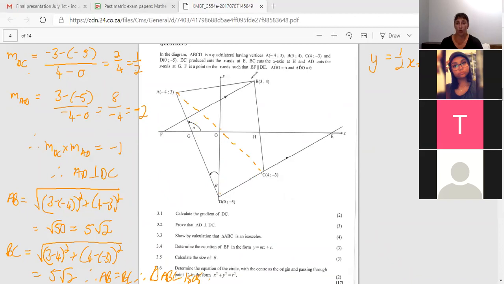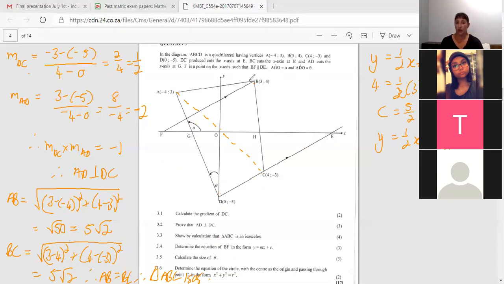Okay, so for this line, it goes through (3, 4). Y is 4, x is 3, and therefore you can find c. 4 minus 1.5 is 2.5, so 5 over 2. And then you sub it back in. So y equals a half x plus 5 over 2.